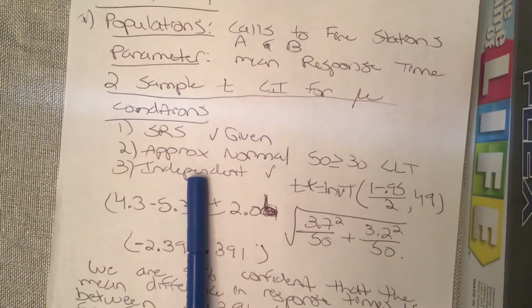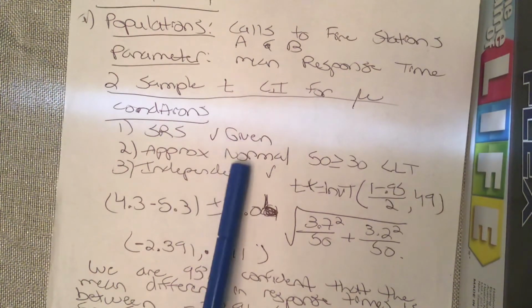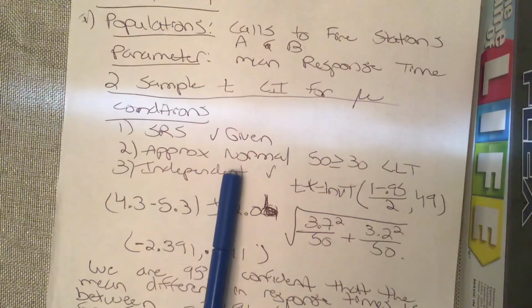And then since it's a two sample, our third condition is that they're two independent samples. And they are. One is the northern fire station and one is the southern. Okay, so that's kind of our step 2, naming the procedure, checking the conditions.